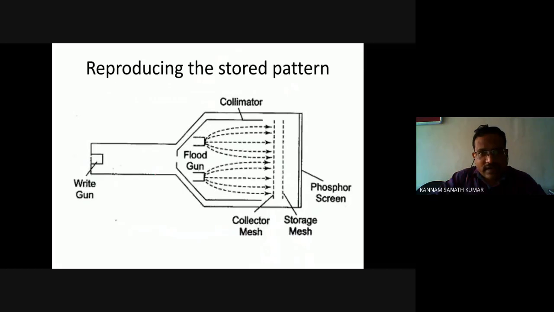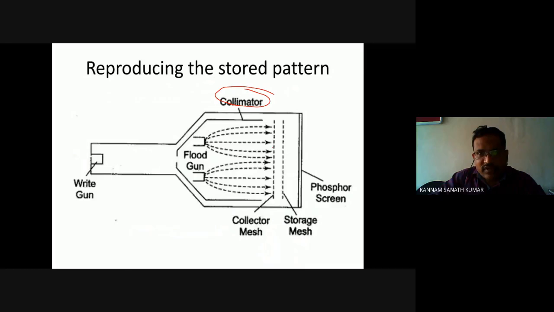So see here, producing the storage pattern. Here you have the write gun, and here you have the flood gun. The flood gun will emit the electrons. Here this is the phosphor screen, this is the storage mesh, and this is the collector mesh. In between the flood gun and storage mesh, you have the collector mesh and collimator. What is the purpose of the collimator? The collimator will maintain these electrons to pass through to the storage mesh parallelly. That is the operation of the collimator.